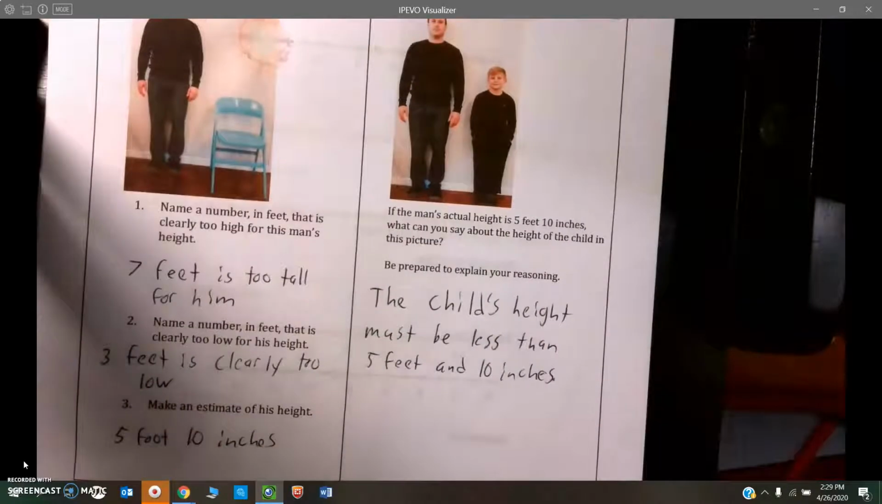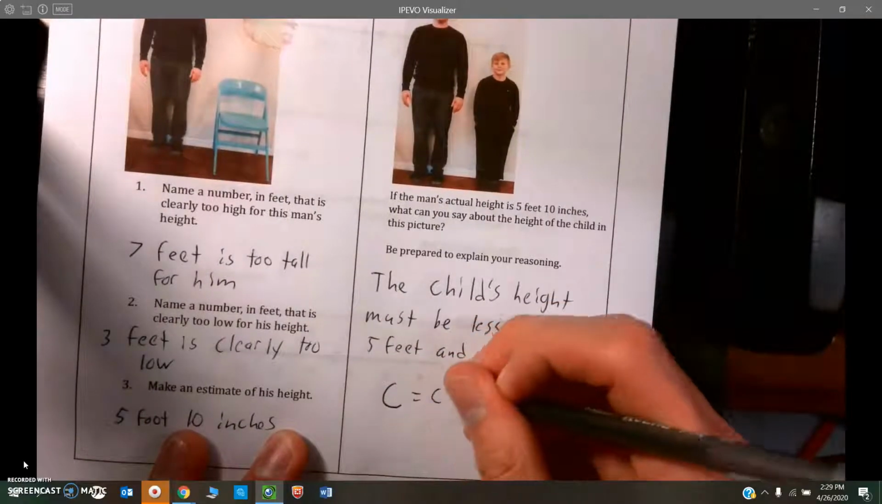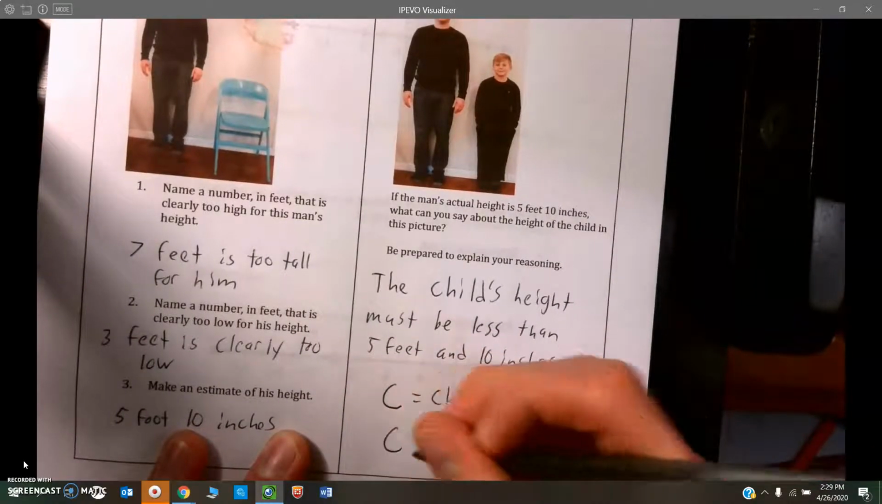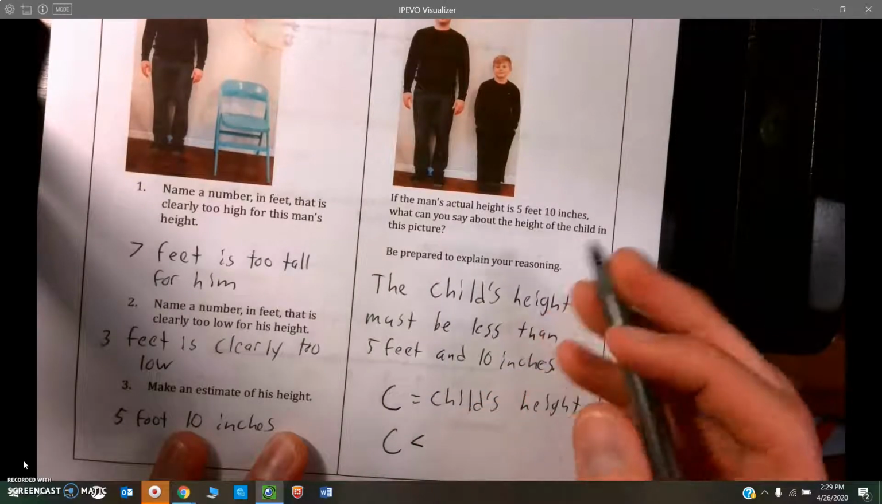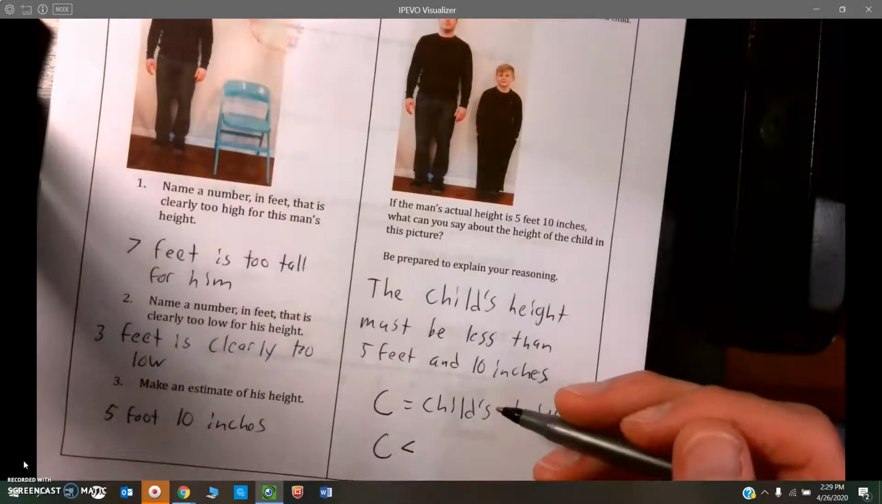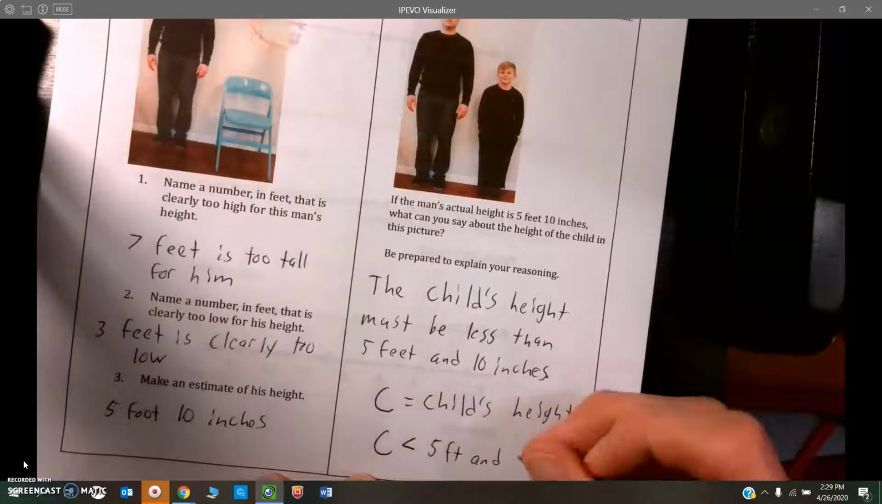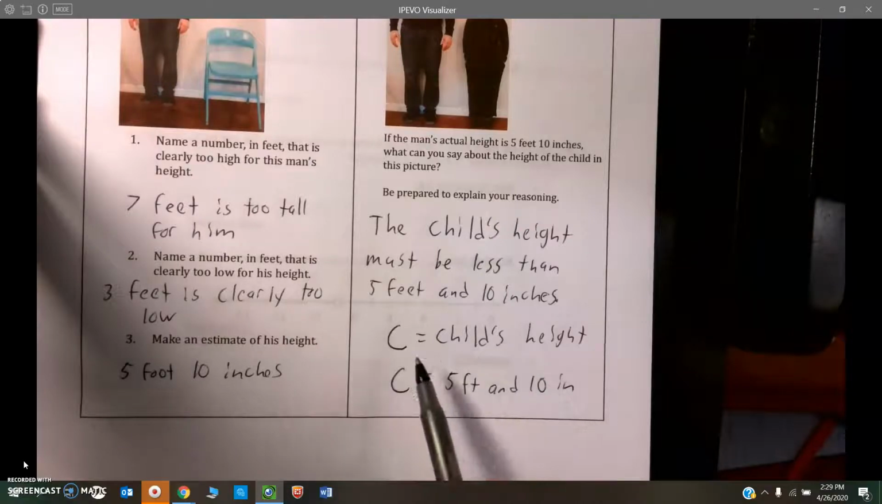And so let's say we wanted to use the variable c for the child's height. We could write the inequality that c, the child's height, is less than 5'10", which we'll just leave like this for now. Okay, so we wrote an inequality to show that the height of the child, which is what c represents, is less than 5 feet and 10 inches. That's the kind of stuff we're going to be doing today.